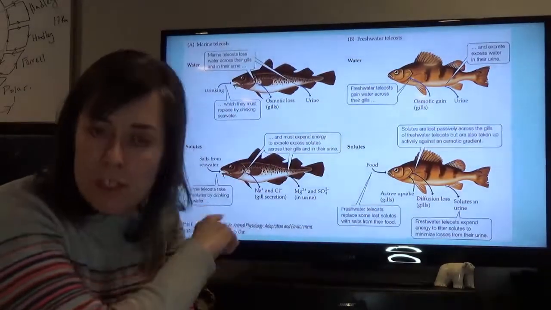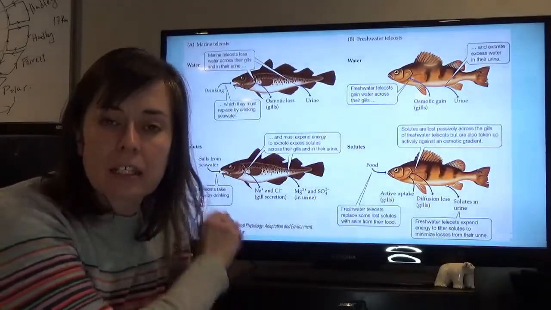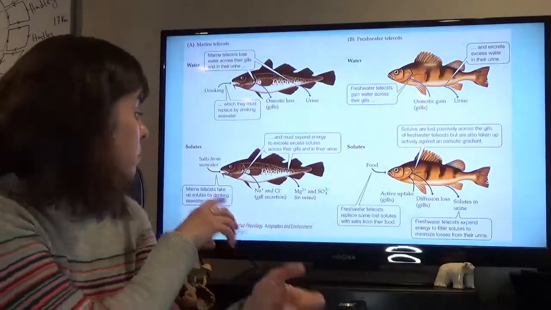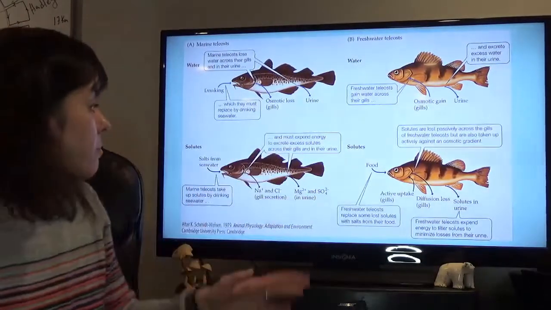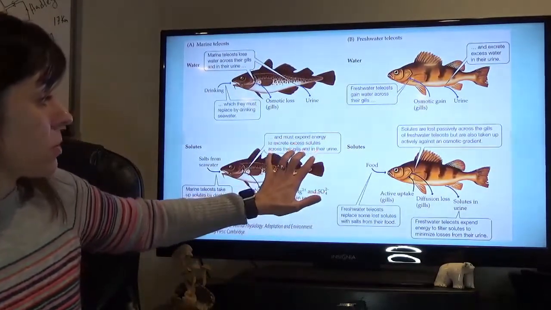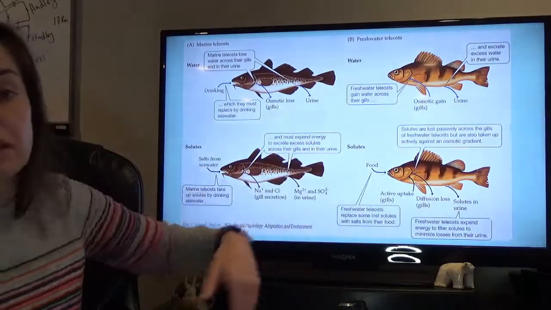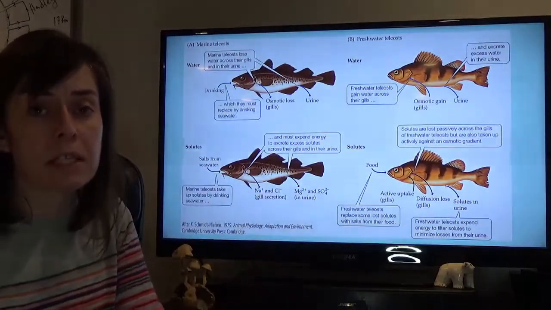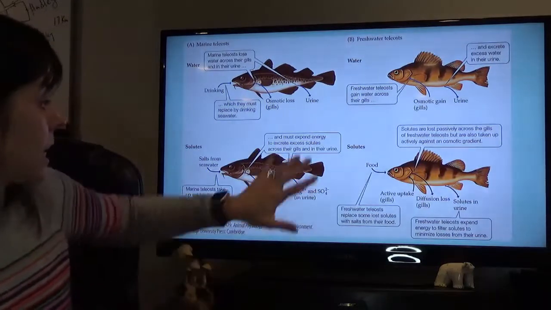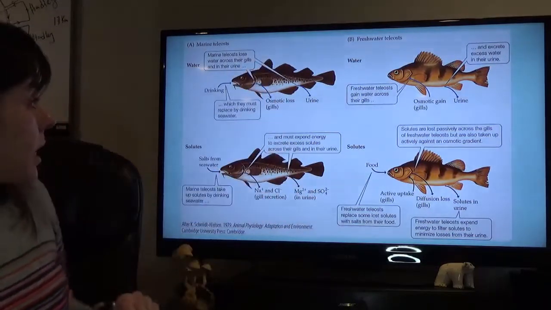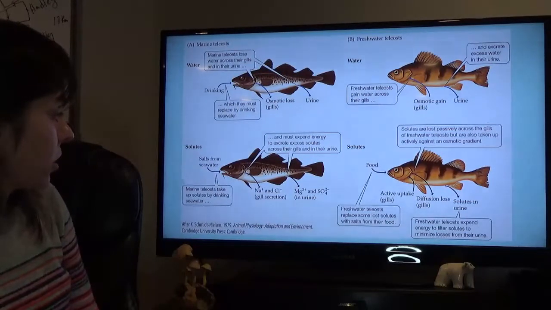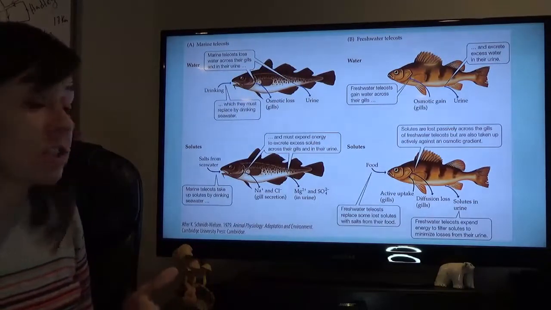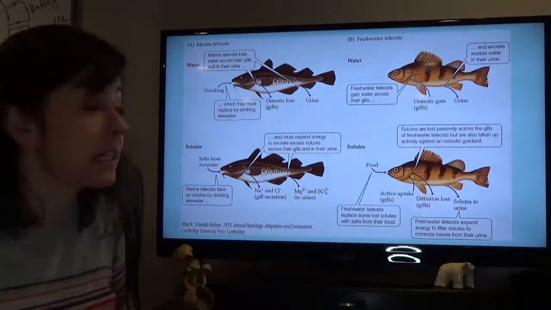rid of those salts. Just like we saw with the mangrove plant in the previous slide, these marine fishes have to be able to get rid of those solutes. And so they have to spend energy to excrete excess solutes across their gills and in their urine. Okay, so this is a costly endeavor to regulate your solute concentrations in your body when you're living in a saline environment.